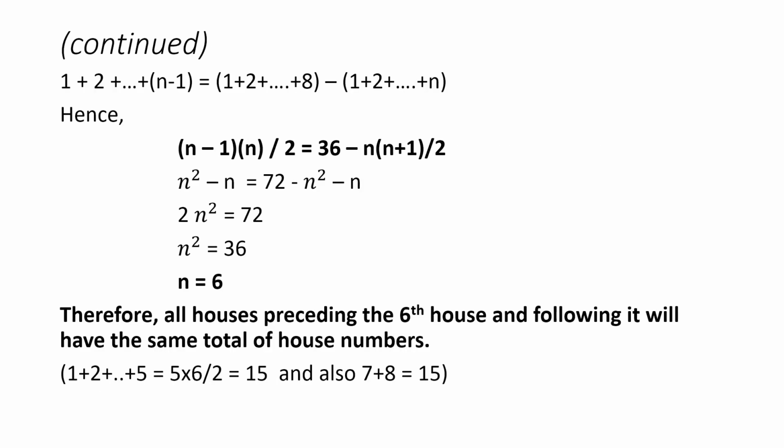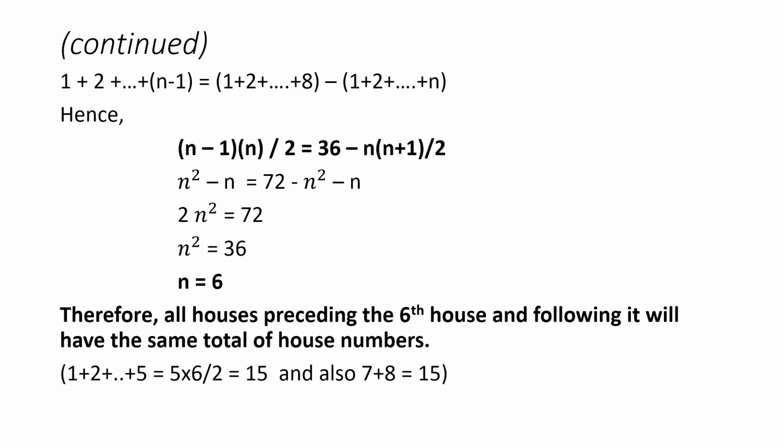Now the left hand side is 1 plus 2 up till n minus 1, the sum of the first n minus 1 numbers, which we know is (n minus 1) into n by 2. The right hand side is 1 plus 2 up till 8, the sum of the first 8 positive integers, which is 36 as we have found out, minus the sum of the first n integers, which is given by n into (n plus 1) by 2. So we just try to simplify this. This simplification is simple. We get n square minus n is equal to 72 minus n square minus n.